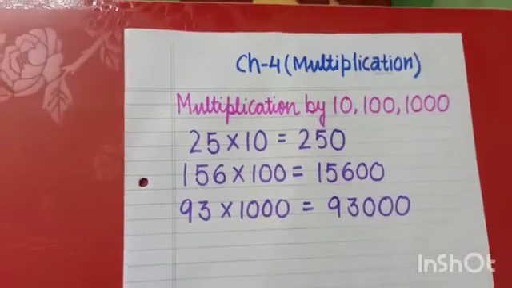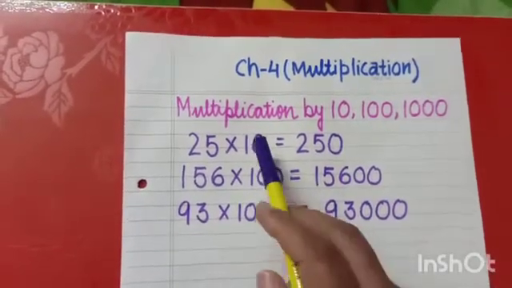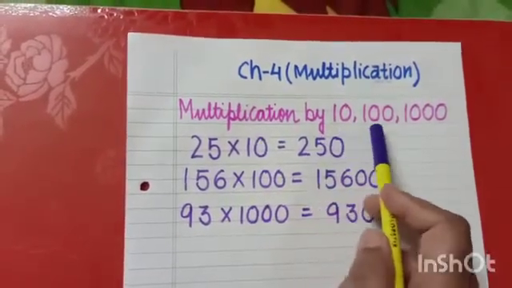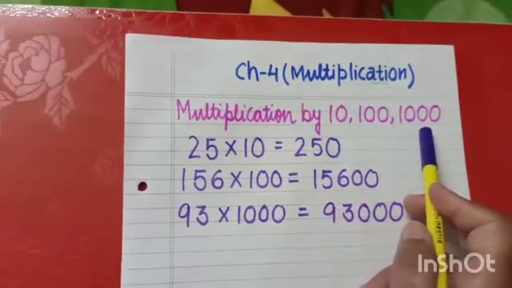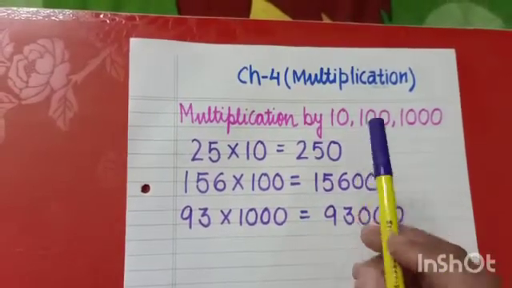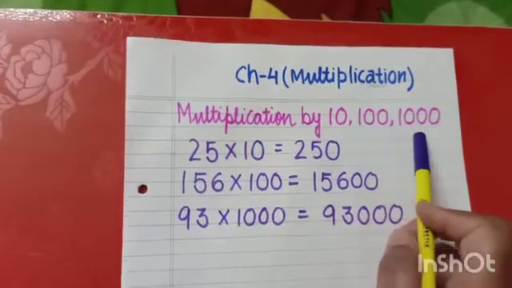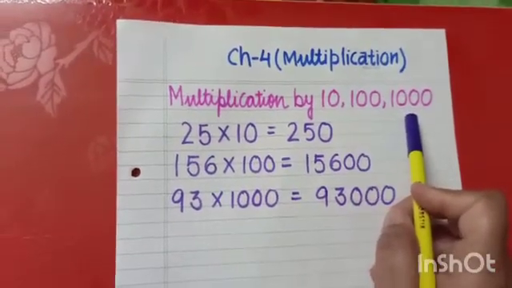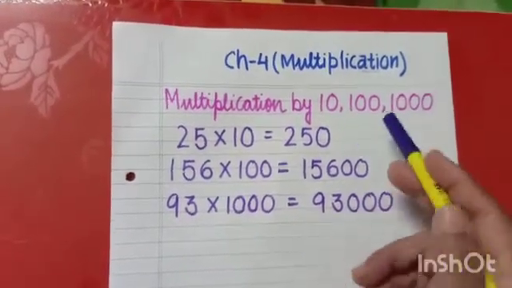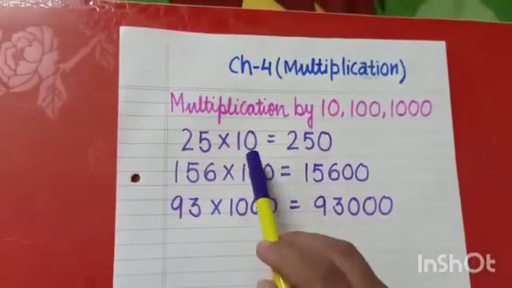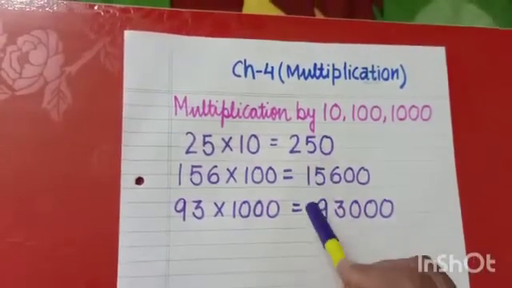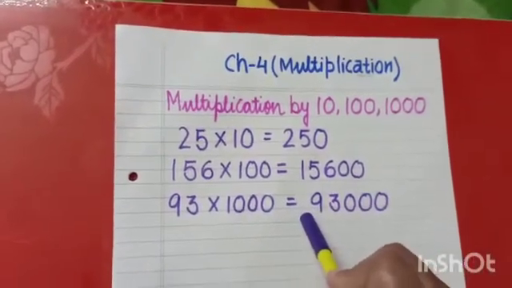So today I'm here to begin with multiplication by 10, 100 and 1000. Students, when we are multiplying any number with 10, 100, 1000, there is no need to calculate completely. Here we have one easy method by which we can directly write the answer. So let's see how it is.